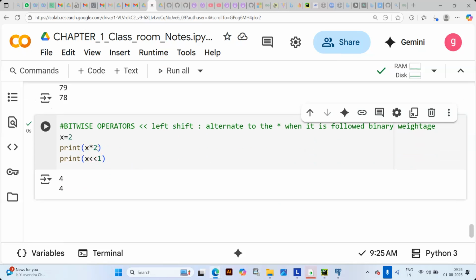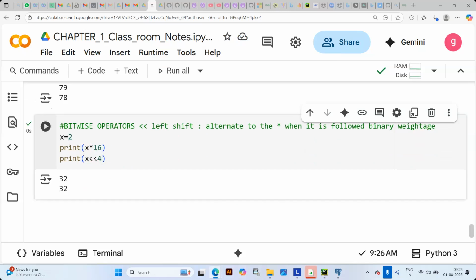And performing the multiplication with 4 and left shift 2 times will also give the same result. Multiplying with 8 and left shift 3 times also gives the same result, and multiplying with 16 and left shift 4 times is also the same result. How does it happen? That's the point here.